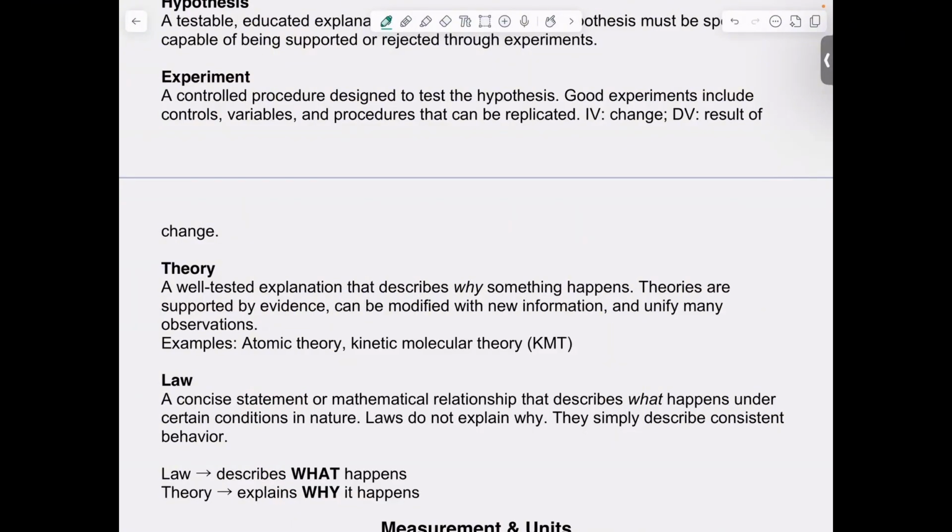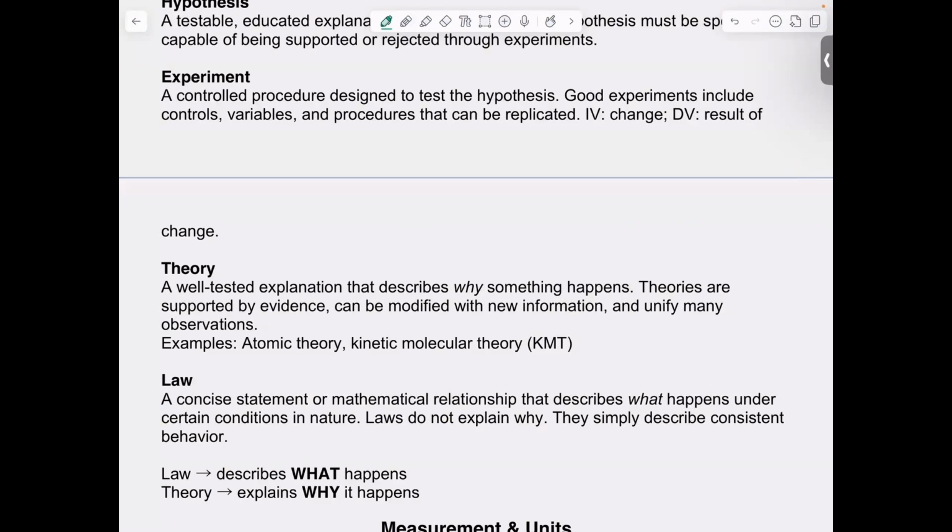So again, to sum this up, a law describes what happens. A theory is sort of the background and why, and it's been extensively researched and documented, and it's a generally accepted part of our chemistry studies.